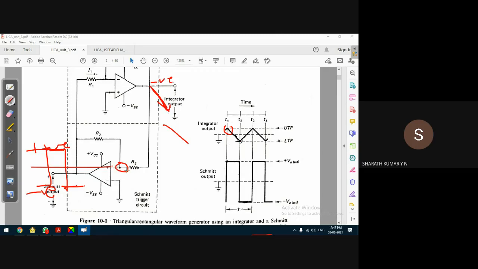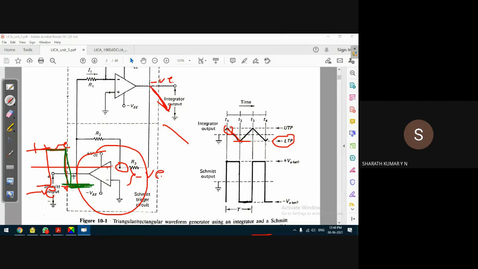It reaches a certain point where the differential voltage is very small and slightly negative. As you observe, the output of the integrator goes in the negative direction and reaches the negative triggering point. When this level is reached, the output of the Schmitt trigger circuit switches from the positive cycle to the negative cycle. Now the output of the Schmitt trigger circuit is negative, in the negative saturation.